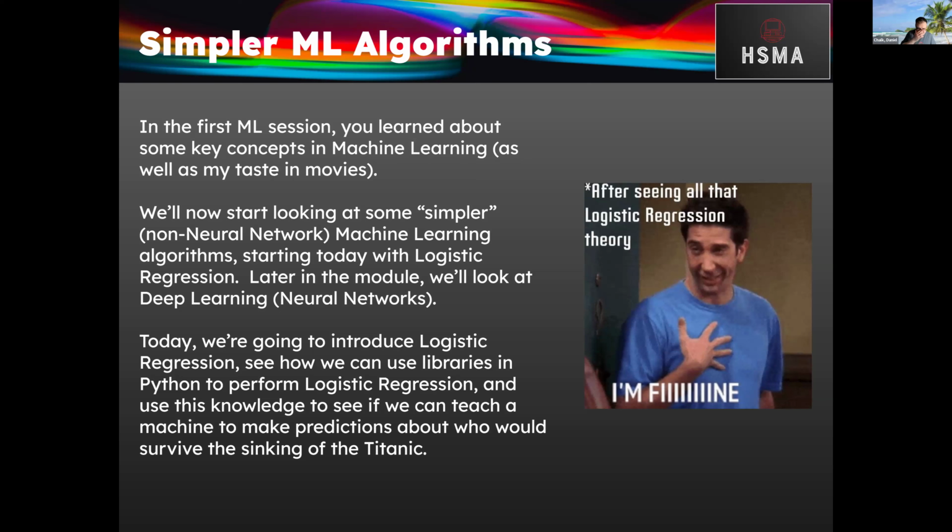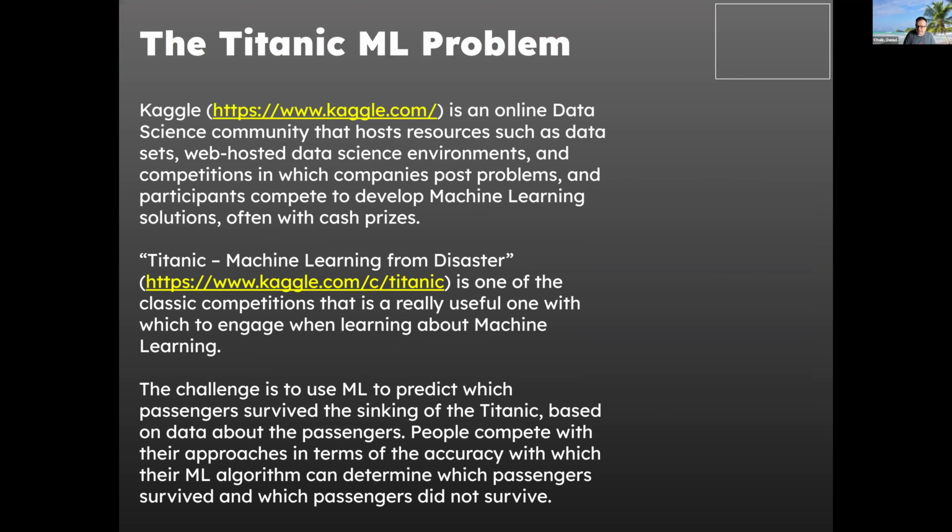Specifically today, we're going to look at something called logistic regression. We're going to look to see how we can do logistic regression using some nice libraries in Python. And we're going to have a look and see if we can use a logistic regression model to, first of all, make some predictions about who would survive the sinking of the Titanic.